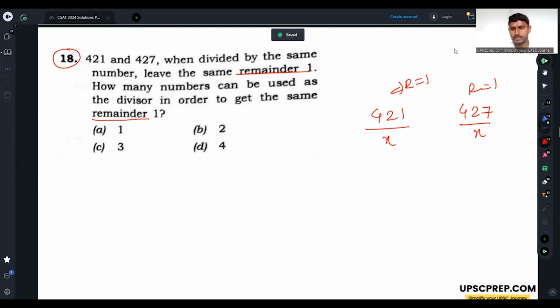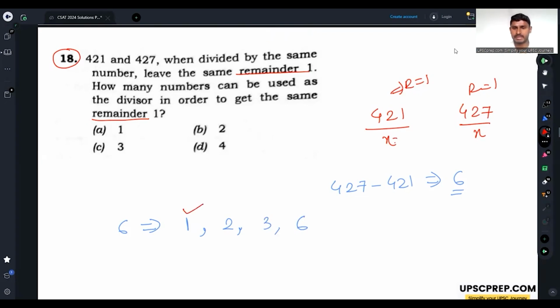Okay, so in such types of questions, what do you do? You find the difference between the two numbers, 427 minus 421, which is 6. Okay. So how many numbers will divide this difference and keep the remainder the same? So what are the factors of 6? The factors of 6 are 1, 2, then 3 and 6. Okay, so if I divide by 1, I will get a remainder of 0, because every number is divisible by 1. So this cannot be included.